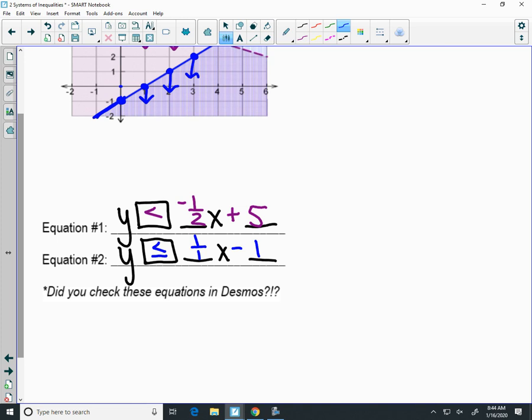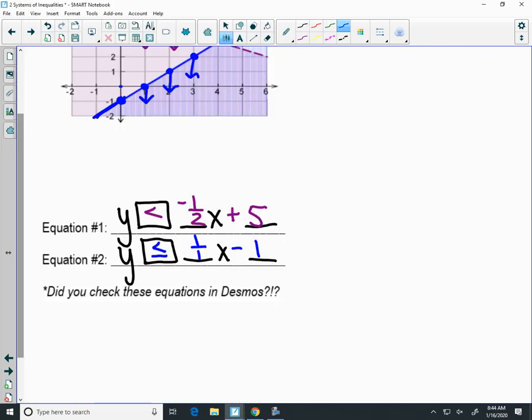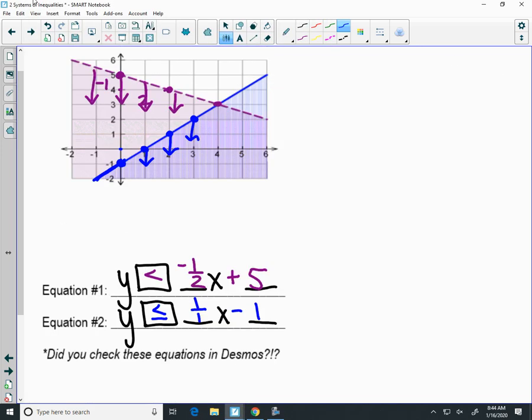And then you can check this in Desmos. Put it in Desmos and make sure you get the same picture. You can always do that when you're writing equations. I'm actually going to save a little time so you guys can get to the practice, and we'll do that. We'll check it on Desmos on the next one. Are you okay with that? Any questions about writing those equations? Okay.